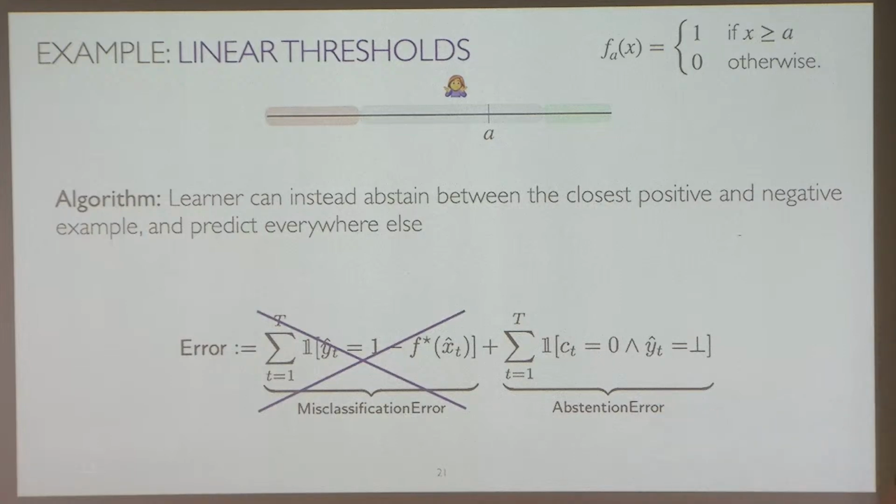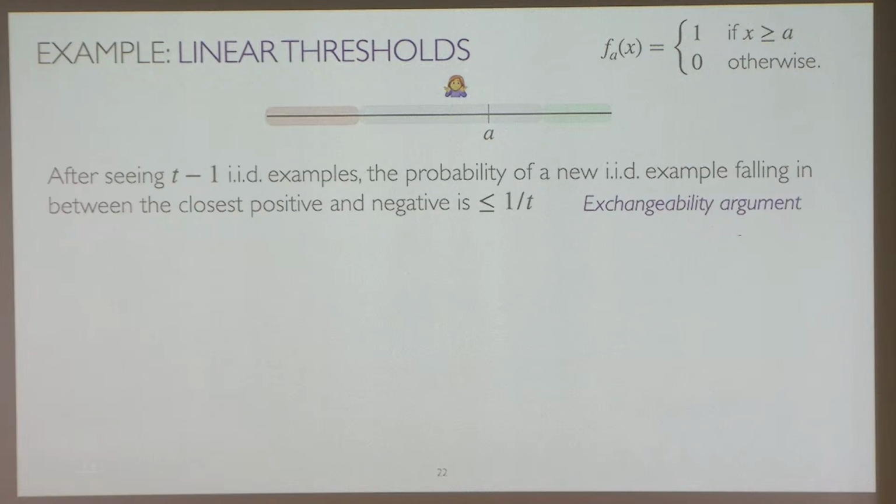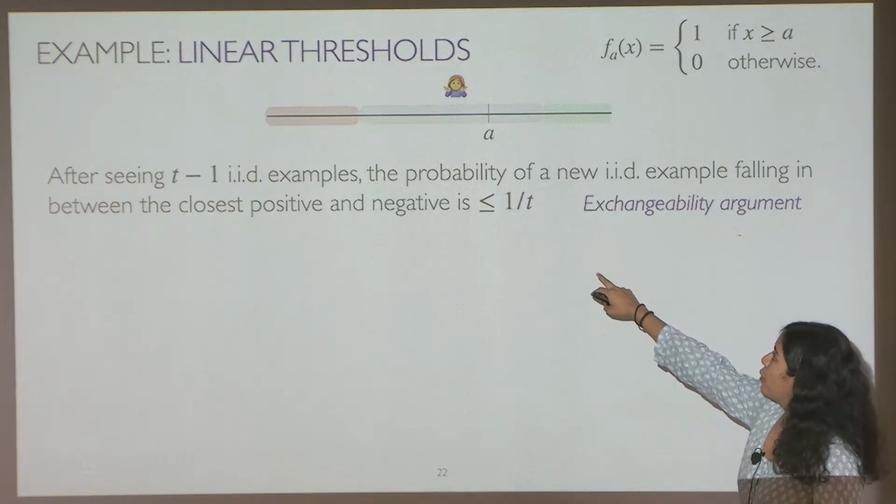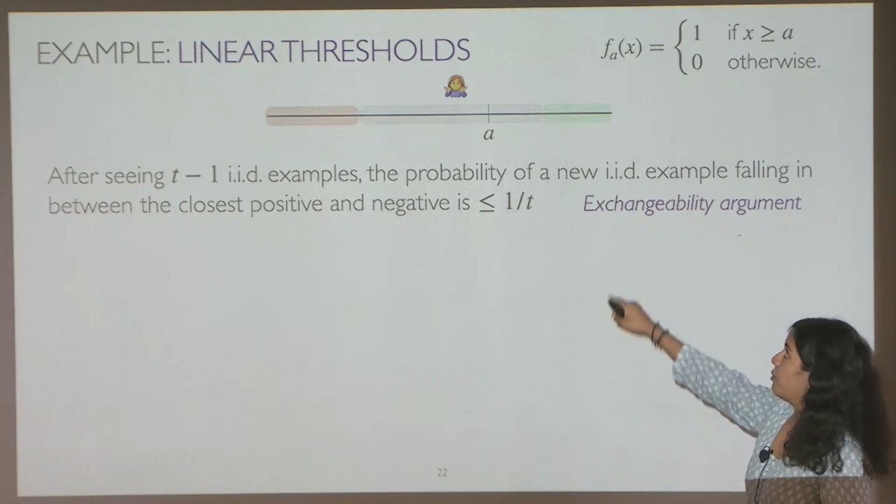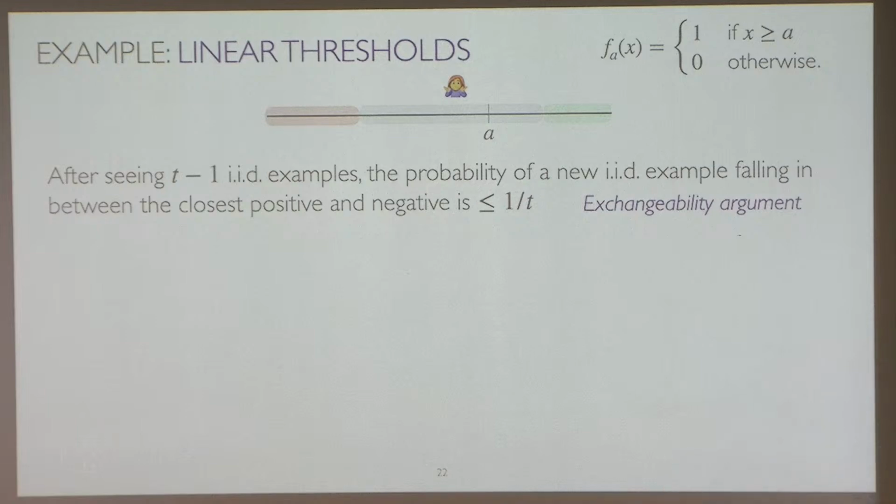Now, what about the abstention error? It's not too hard to see that if you have seen T minus 1 IID examples already, then if you get a new IID example, the probability that it's going to lie between the closest positive and negative will be only 1/T, because it's like the point lying between random IID examples. So this is like a simple exchangeability argument. You would only see an IID point there with 1/T probability. So if you've seen a lot of IID points, the likelihood that you're going to see more IID points in that space is going to reduce.